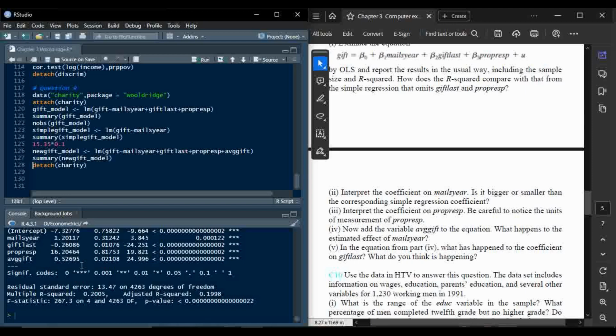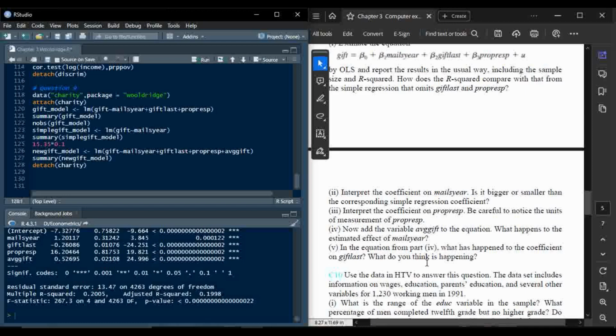So after controlling for the average past gift level, the effect of mailings becomes even smaller. It is almost 1.20 guilders, which is less than half of the effect estimated by simple regression. In the simple regression, the estimate was 2.65, and now it is only 1.20.